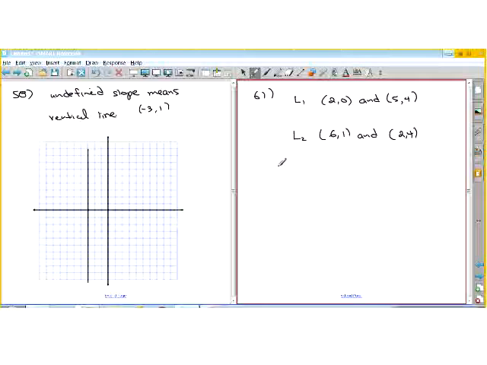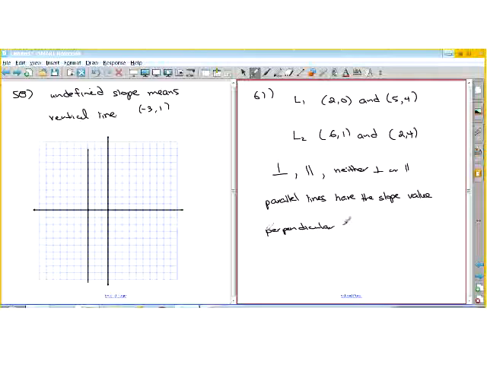Now, what we want to know is whether it's perpendicular, that's the symbol we use for perpendicular, parallel, or neither. So we could say neither parallel or perpendicular. So those are the three choices. Now, parallel lines have the same slope value. So that's how you tell whether they're parallel.